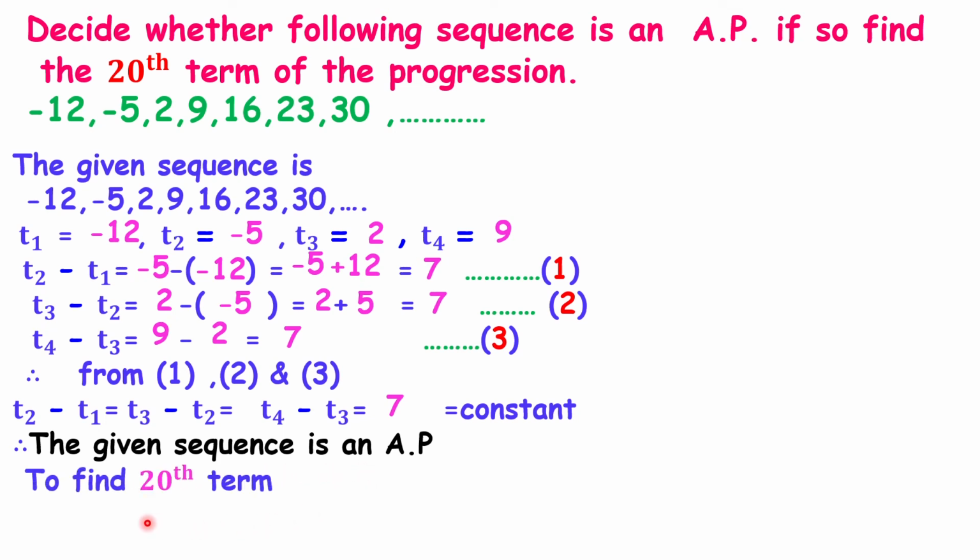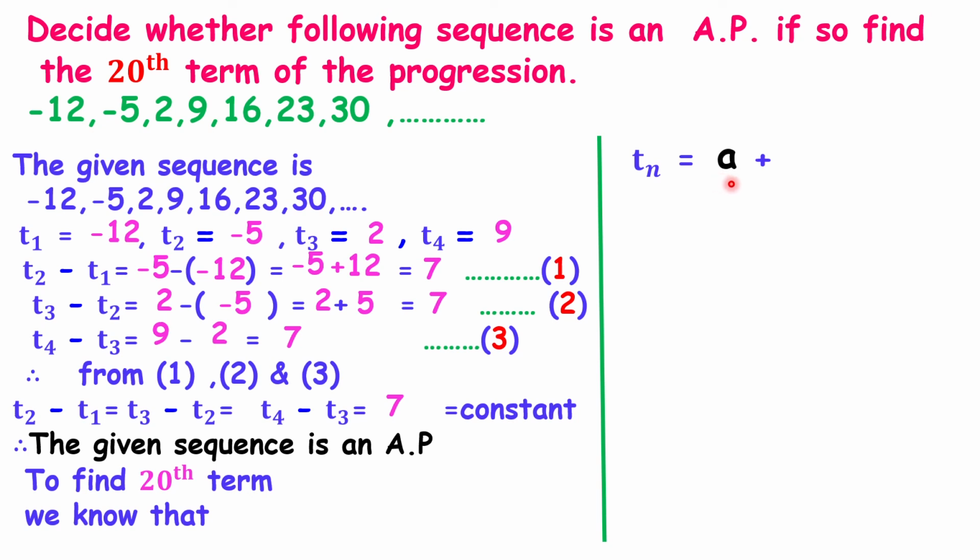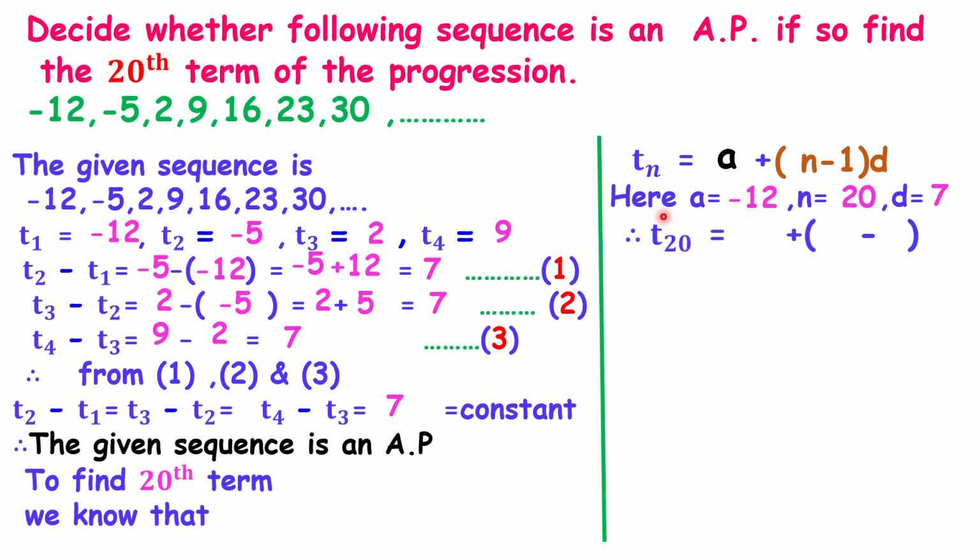Now to find the 20th term, we know that the nth term of an AP is equal to a plus into bracket n minus 1 into d. The first term is given as negative 12. We have to find the 20th term, therefore n is equal to how much? 20, and d is nothing but 7. Substitute these values, we will get T20.